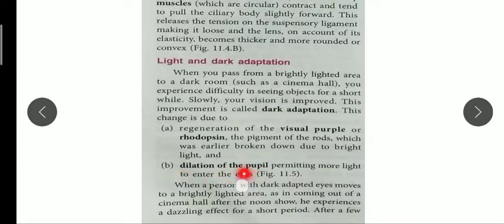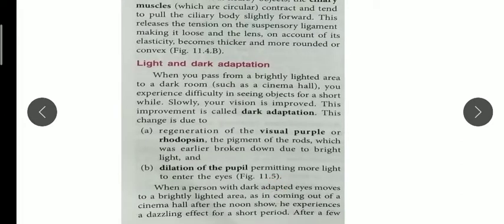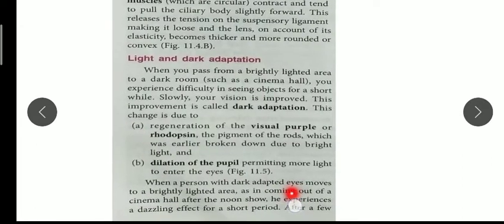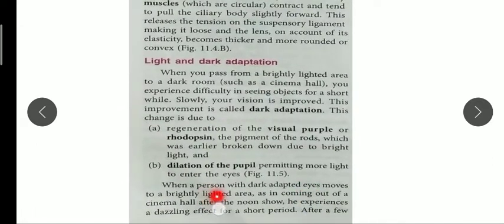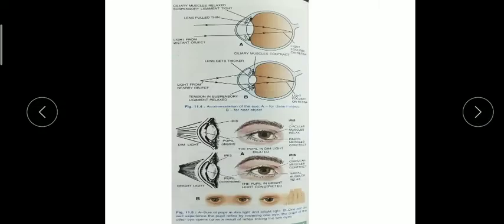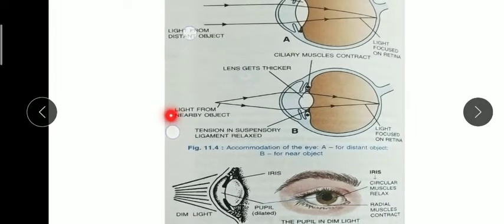So I will show you, figure 11.5 is also given. You can see, same as when a person with dark adaptation from a dark room goes out into bright light or sunlight, as we all know, at noon time when we come out from the cinema hall, we experience a dazzling effect, okay, aankhein chaundiya jana and such things. So that is called dazzling effect. It remains for a few seconds only, and afterwards our vision is restored.